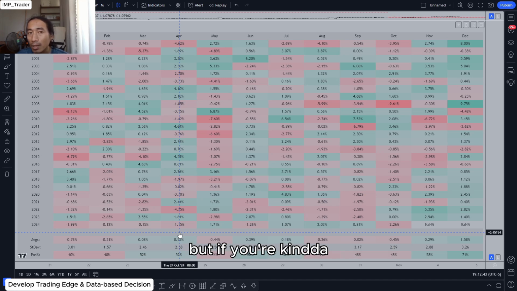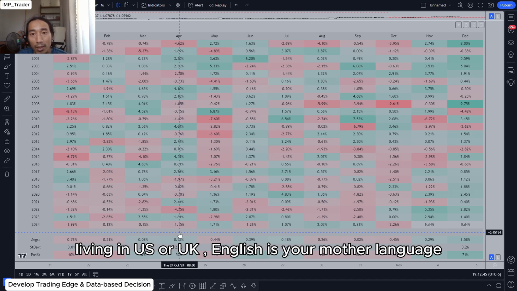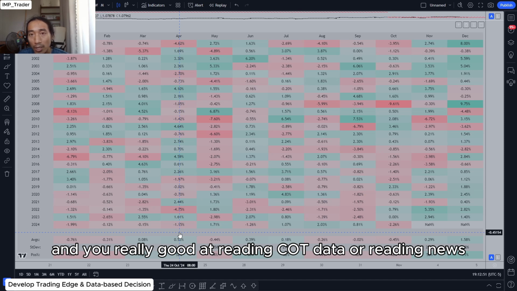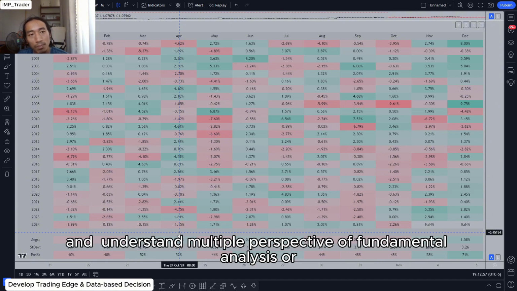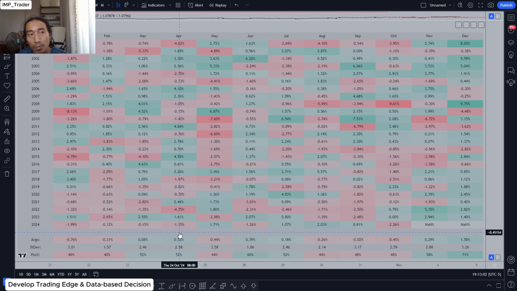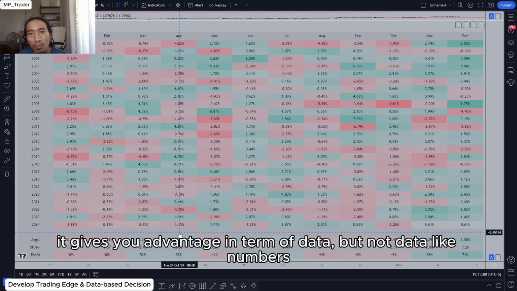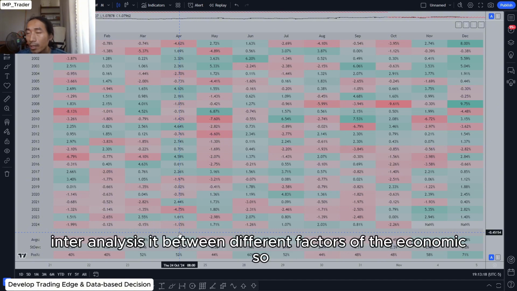But if you are living in the US or UK, or an English-speaking country, and you're really good at reading COT data or reading news and fundamentals, and understand multiple perspectives of fundamental analysis or modern economics and stuff, that gives you an advantage in terms of data. Not data like numbers, but data in terms of inter-analysis between different factors of the economy.